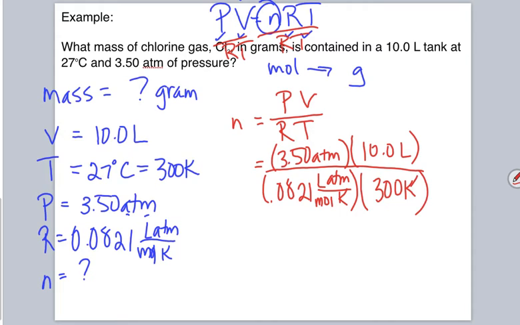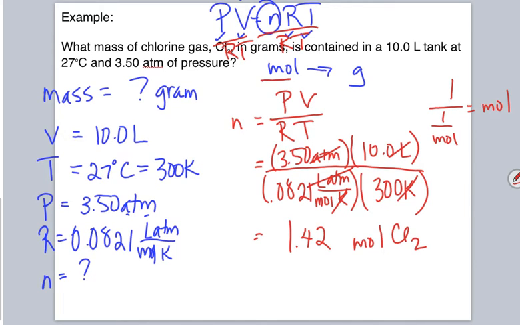Verify units first. Kelvins cancel kelvins. Atmospheres times liters divided by liter atmospheres per mole. Liter atmospheres is going to divide out liters and atmospheres, which is going to leave us with 1 divided by 1 over moles, which equals moles, which is perfect, because that's our goal, to get to moles of chlorine gas. We plug those values into the calculator, and we get 1.42 moles of chlorine gas.